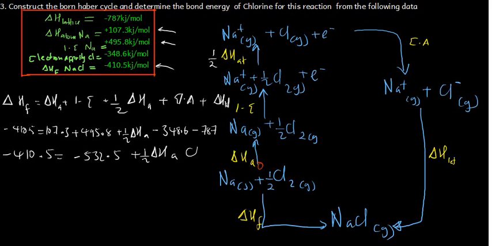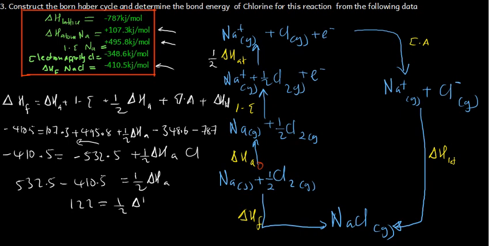This is for chlorine. So if we take this value that side, it becomes positive 532.5 minus 410.5, and that should be equal to half enthalpy of atomization. Now 532.5 minus 410.5, that is 122, is equal to half enthalpy of atomization. So to remain with the enthalpy of atomization, we're going to multiply it by 2. So therefore the enthalpy of atomization for this reaction is 244 kilojoules.